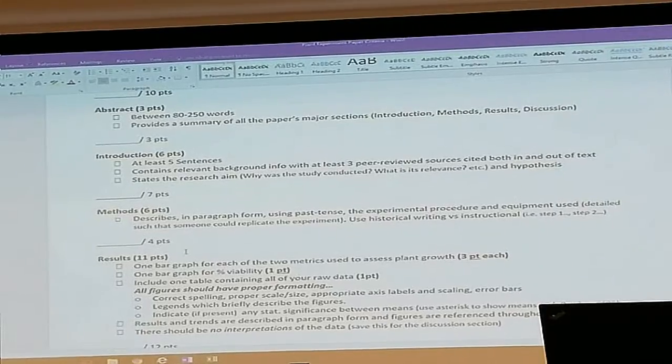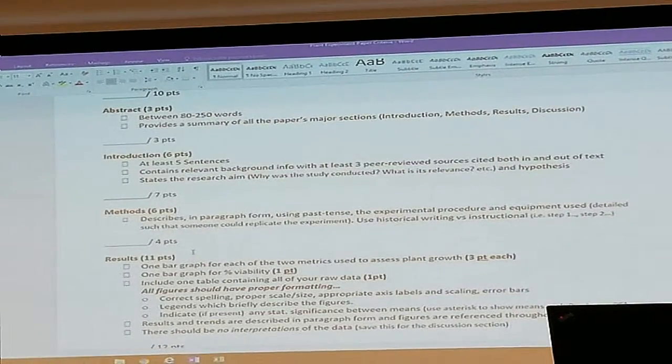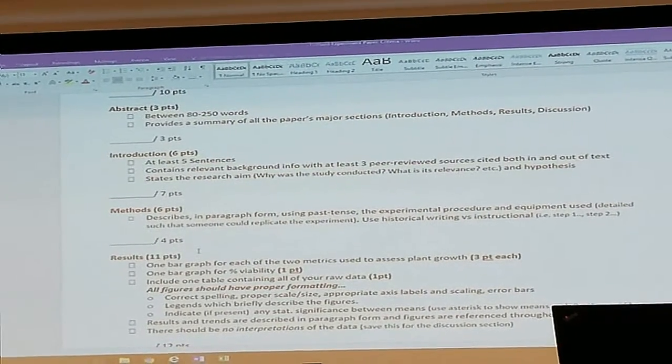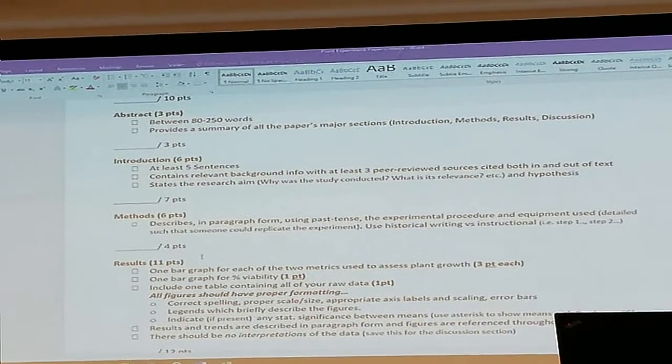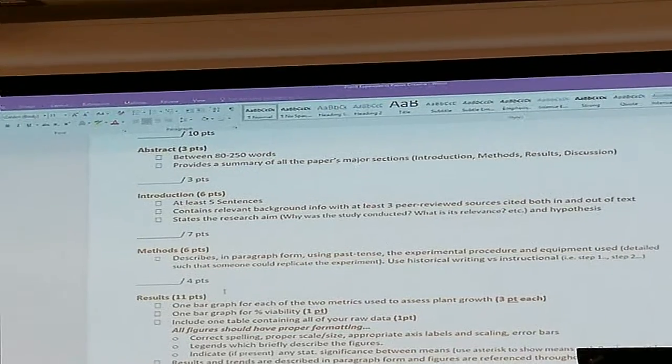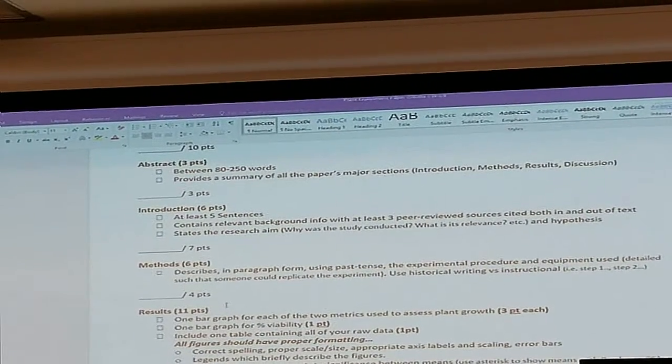I want to know what kind of lights did you use? How often were they watered? How big were the pots that they were in? What kind of soil? What kind of fertilizer was used? And I don't have that information, so that's okay if you don't put that down.